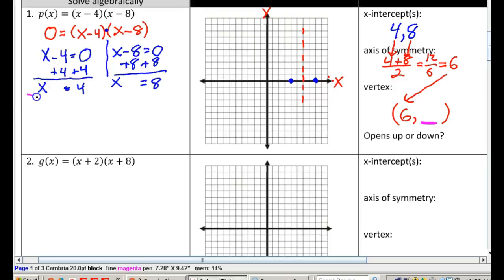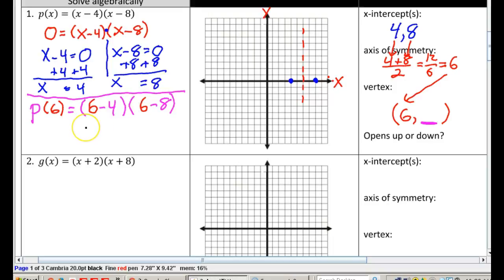Okay. So I'm going to plug in one more time. If we need to figure out what the y value is for this x, we can just plug in and figure it out. Find p of 6. Remember, this just means plug 6 into this right here. So subtract, put 6 in for all the x's, and let's figure out what that equals.